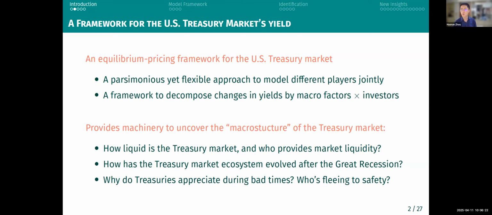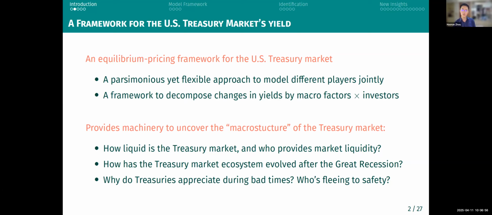And then because we are working under an equilibrium framework, the benefit is that we can actually try to decompose the aggregate changes in yield into components contributed by macro factors or components contributed by specific investors. So we can very precisely tell you, for instance, over 2003 to 2008, to what extent did China's demand for US Treasury move Treasury yields?